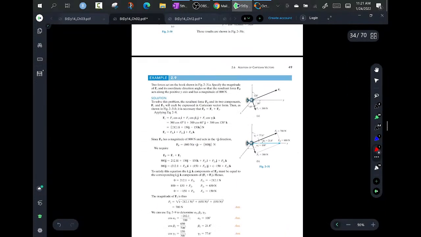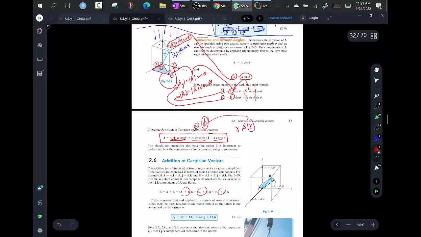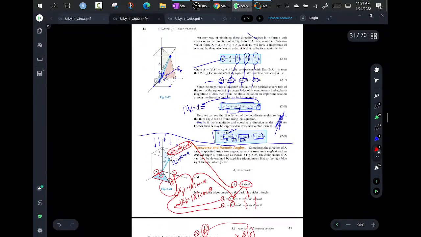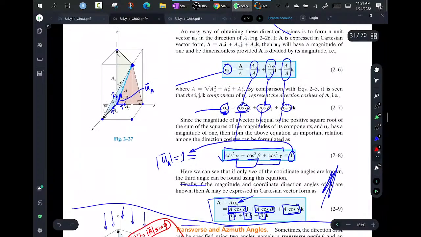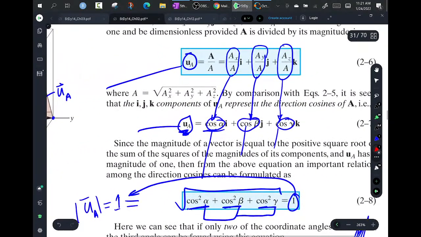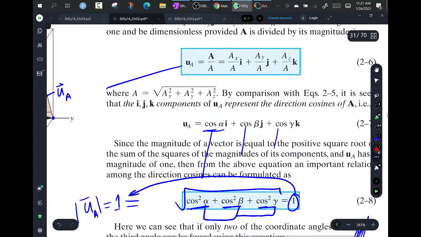And let's look back at the text and see if we can see exactly how to do that. I know this looks a little hideous right here, but let's just stare at this for a minute. This is exactly what I did: I found the unit vector. Mine was an F over an F, but that doesn't really matter. You'll realize that's equal to the cosine of alpha, cosine of beta, cosine of gamma.